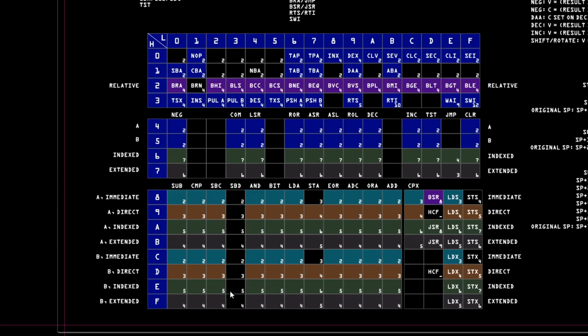This set over here, I actually determined is subtract with decrement. It's as if you were doing a subtract with carry instruction, except the carry would always be set to one before you did the subtraction.